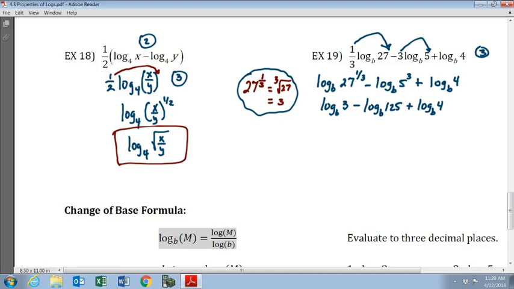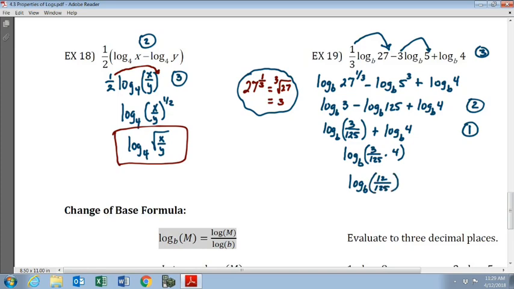We can write this as log base b of 3 minus log base b of 125 plus the log base b of 4. Now, we can go ahead and use the quotient rule here, and it'll be the log of 3 over 125 plus the log base b of 4, and then the product rule, and we'll multiply those two together, and you can write it as 4 over 1. We're going to end up with 12 over 125.